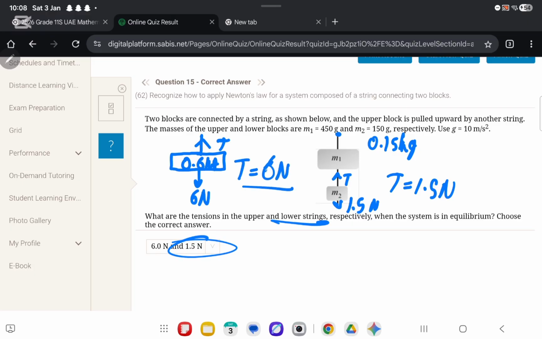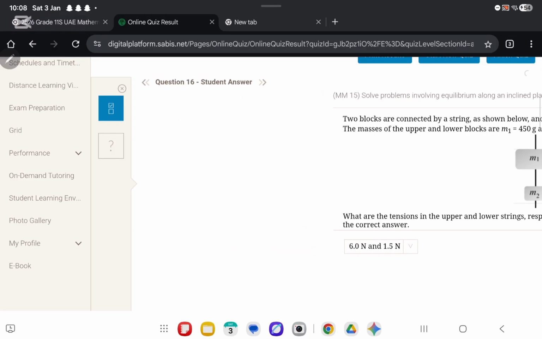So what is it now? It is 6 newtons and 1.5 newtons. That's your answer. Moving on to question 16.